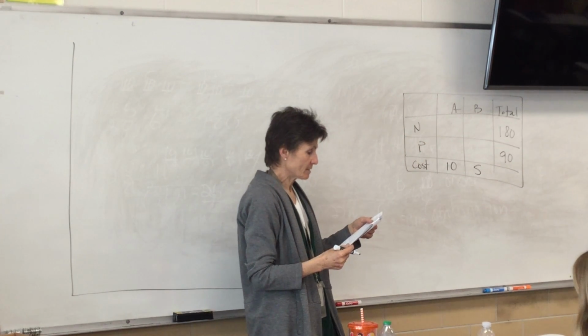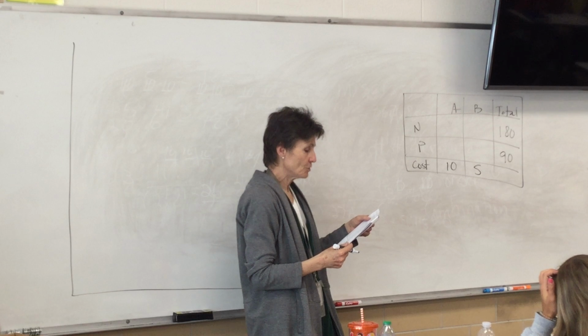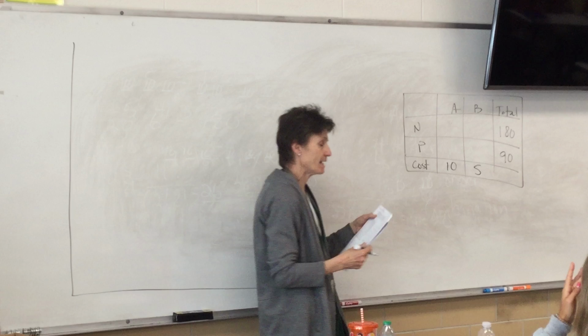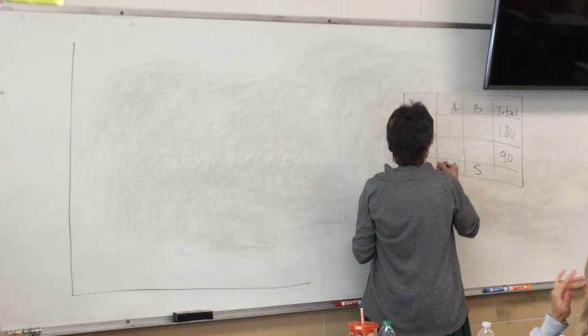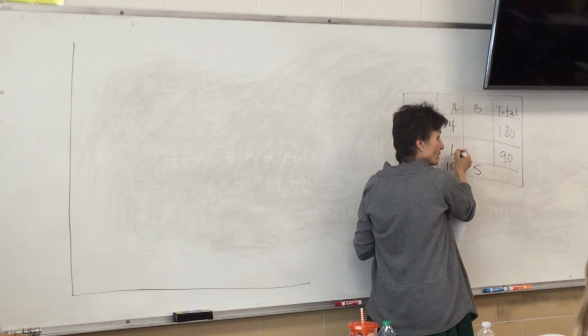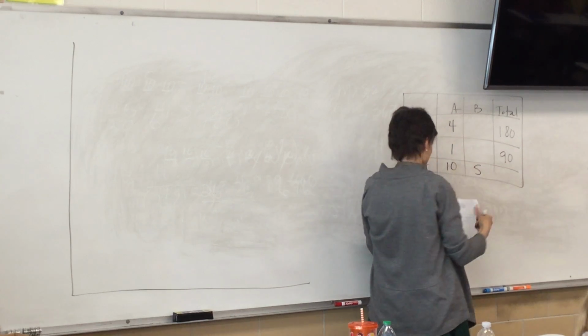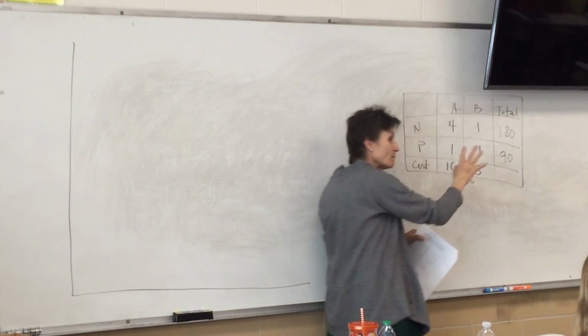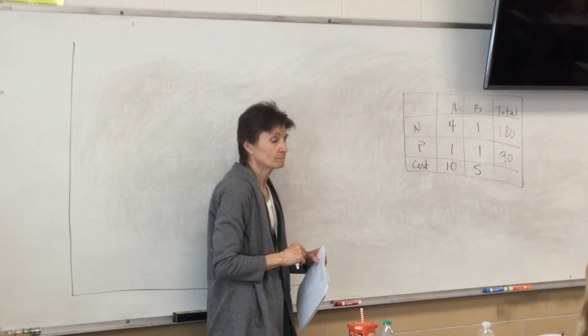And then where does the 4 units of N and 1 unit of P go for brand A? Abby? So brand A, 4 units of N, 1 unit of P. And then what does B give me? 1 and 1. So is everybody okay with the chart?